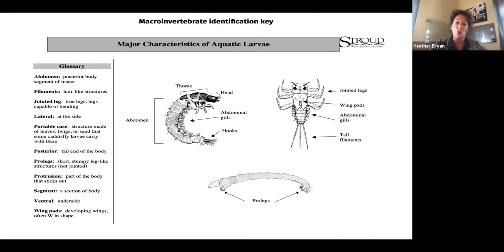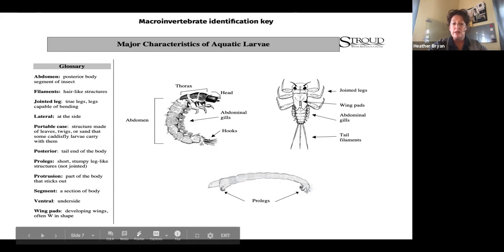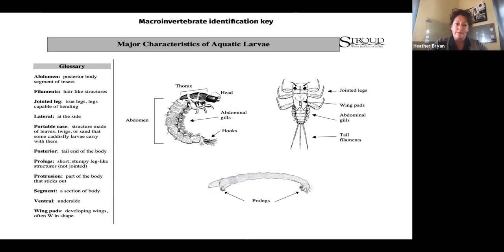So when you're looking through this identification chart, I want you to really pay attention to the areas of the body that you might find something. So for example, you might find the jointed legs on the thorax of the body and the type of legs it has, if any. So over here on the right side, you'll see that this organism has distinctly jointed legs versus this organism here on the bottom that has a fleshy protrusion. We call it a proleg, which helps it to move around.